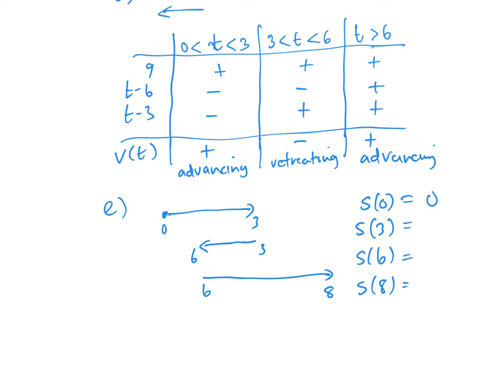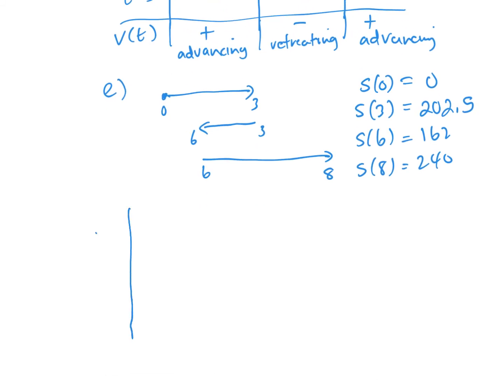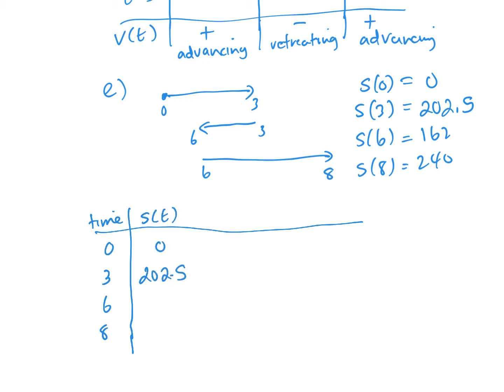So we know S of 0 is 0. S of 3, if you plug it into the displacement equation, you get 202.5, 162, and 240. So you can organize it in a table if you want, or you can just look at it on the diagram. So I'm looking at these times at 0, and then I want to know where it is when it stopped, and then when it ends at 8. I'm looking at the displacement, which we just calculated. And then I want to find the distance it's traveled over each interval.